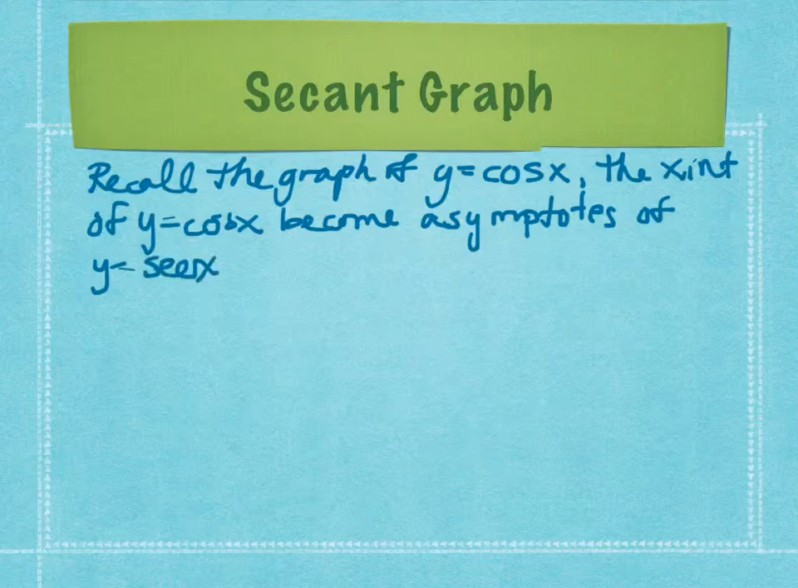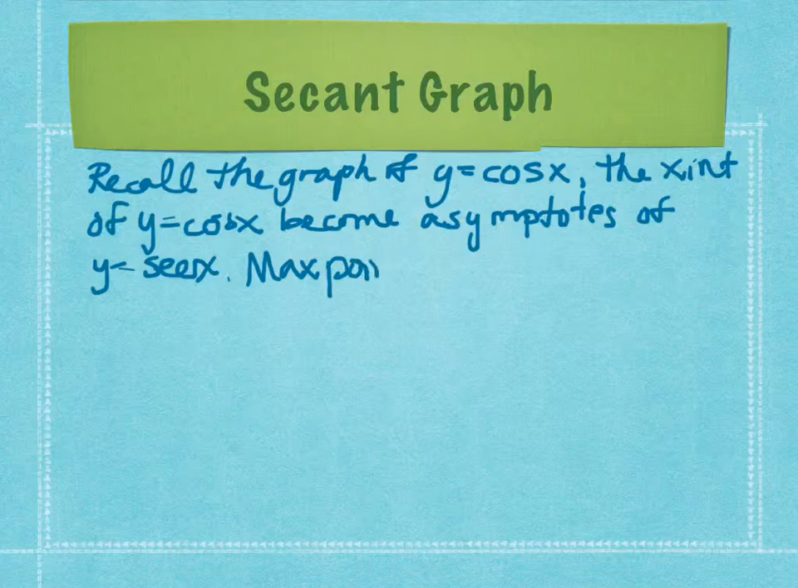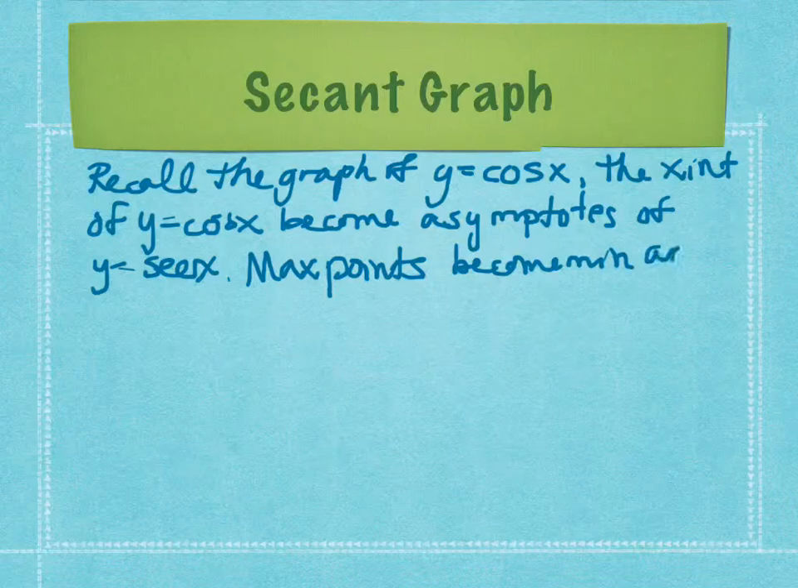Because if you've got an x-intercept, that means the y value is 0. Well, that means your output is 0, your cosine value is 0. If you try to take the reciprocal of 0, i.e. 0 over 1, it turns into 1 over 0, it's obviously undefined. And if you have something that's undefined, that's turning into an asymptote. And then our max points become minimums, and vice versa.